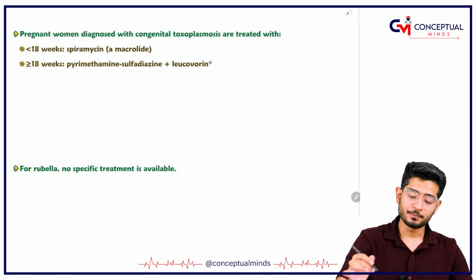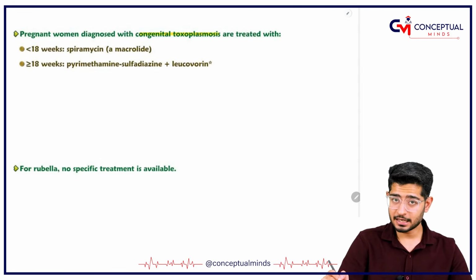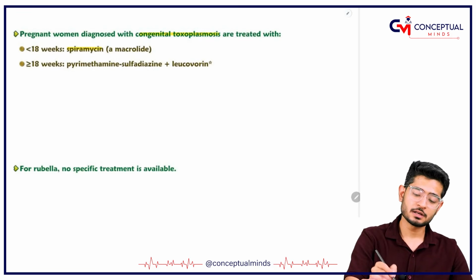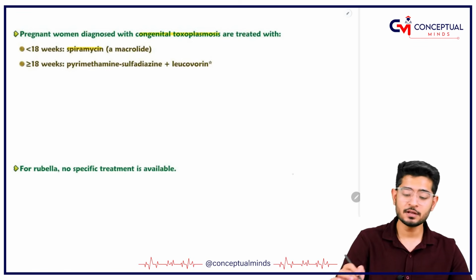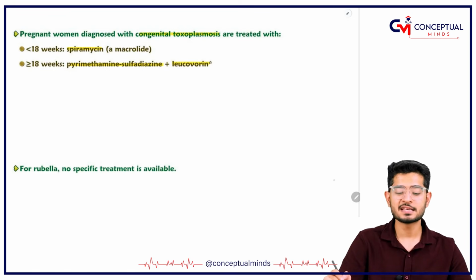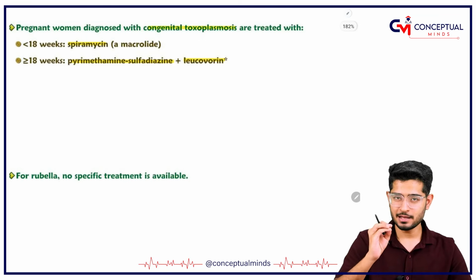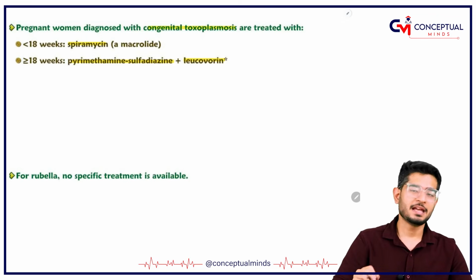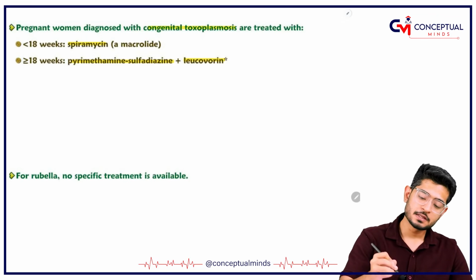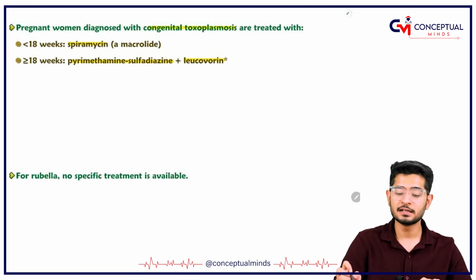Now pregnant female, if she is diagnosed with congenital toxoplasmosis, she is going to get treated with the drug spiramycin if she is less than 18 weeks, but pyrimethamine plus sulfadiazine and leucovorin if she is more than 18 weeks. Okay, so spiramycin is for less than 18 weeks.